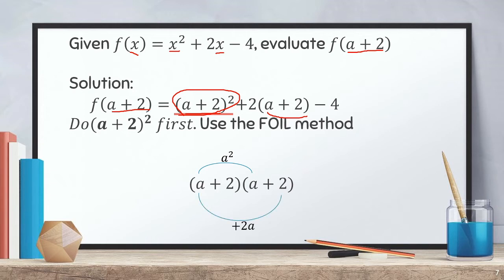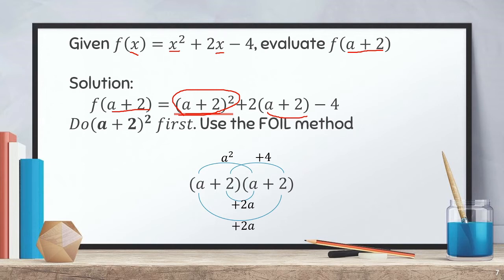We have a times positive 2. The answer is positive 2a. Next, I, inner: positive 2 times a, the answer is positive 2a. And L, which means last, the answer is 4 because positive 2 times positive 2 equals 4.